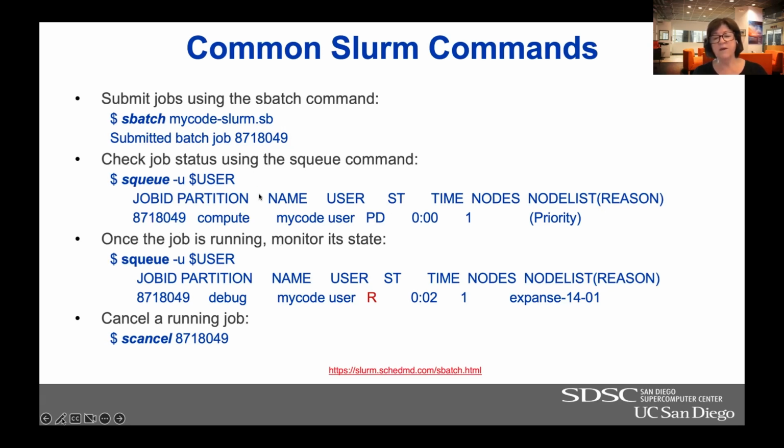So I wait and wait and wait, and sometimes I wait a really long time, but once it's running, I'll have this R state running. And I can cancel a job if I go, oops, I used the wrong code. And the job ID happens to be the name of the executable that I want to run.